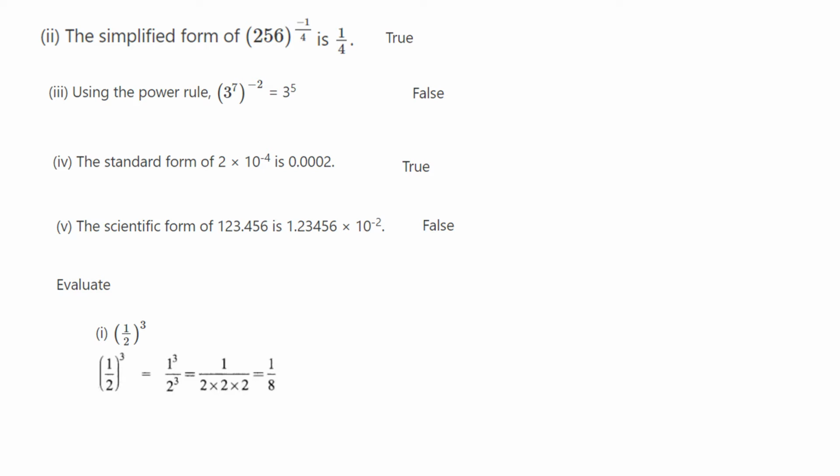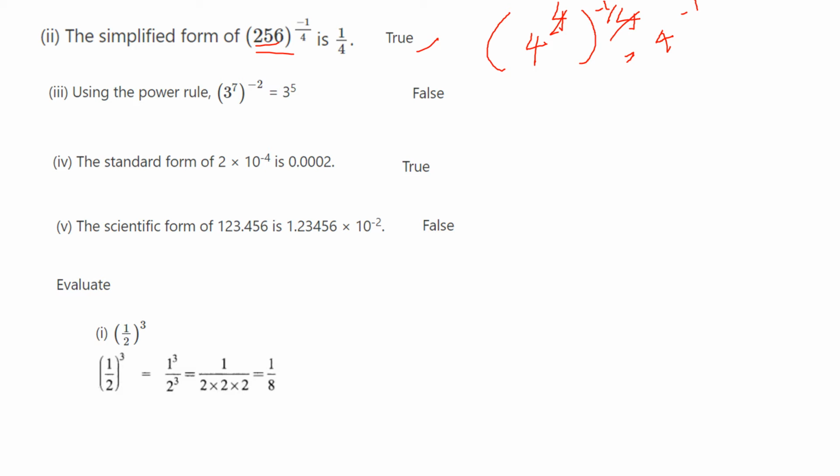Next question, the simplified form of 256 to the power minus 1 by 4. Here we can write 256 as 4 to the power 4, okay, 4 to the power 4 is 256. So 4 to the power 4 whole to the power minus 1 by 4. We can cancel this 4 and this 4, so we get 4 to the power minus 1. That is equal to 1 by 4. That is true.